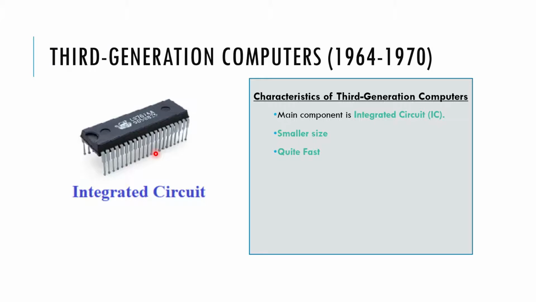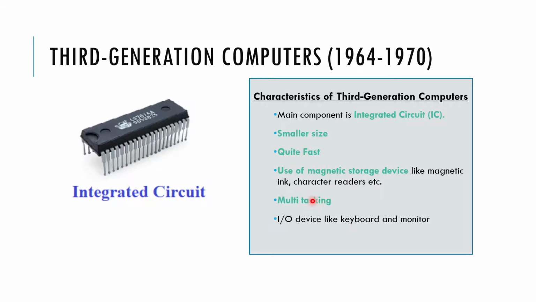Quite fast, able to reduce the computational time from microsecond to nanosecond. Use of magnetic storage device like magnetic ink character reader, etc. came into use during the third generation computers. Operating system allowed machine to run many programs simultaneously, so the concept of multitasking came into picture during the third generation computers.